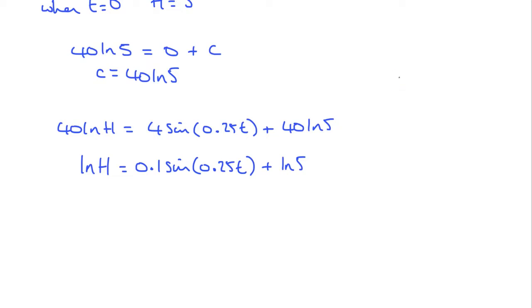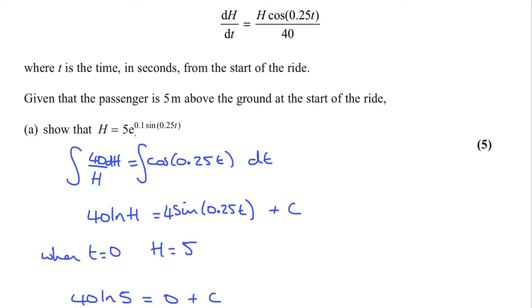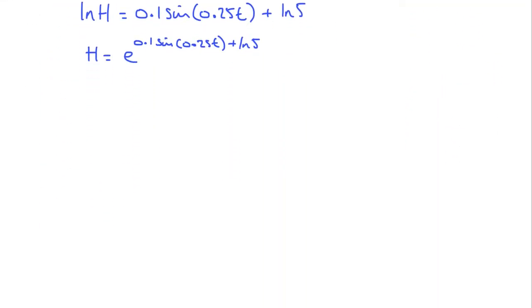And we know that if we have the natural log of something is equal to a value, then e to that value is equal to y. So my y in this case is my h. So I can now finally write that h is equal to e to all of this: 0.1 sine 0.25t plus ln 5. Now, that's not quite what they've got. They've got something a little bit different. So we've got a little bit more work to do, but not much.